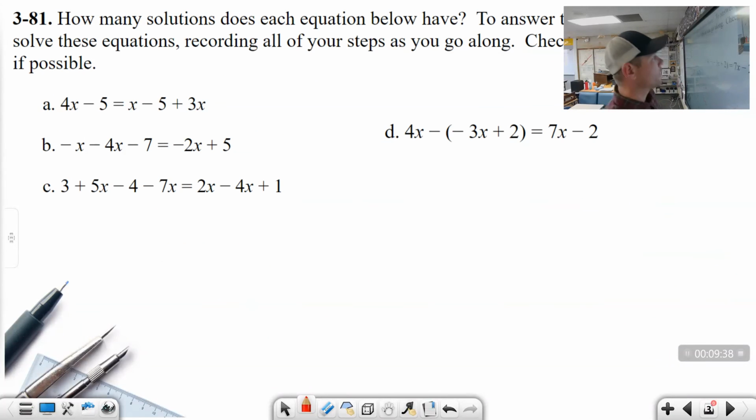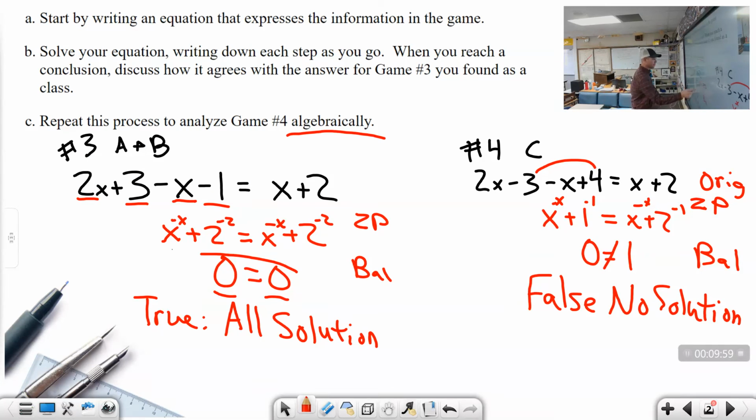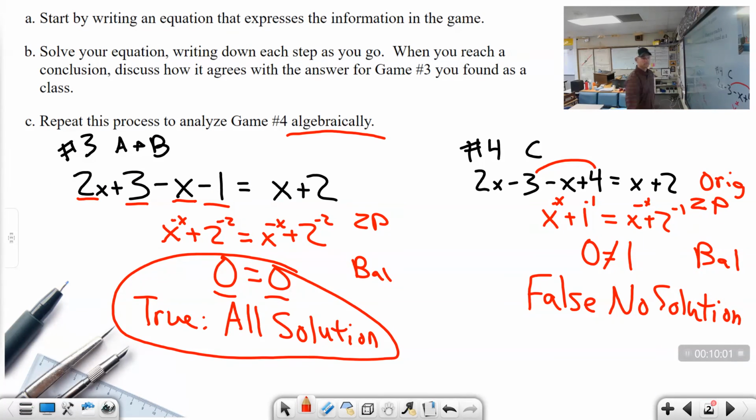So here are the expectations for today. In your notebook, you have 4 charts, and you have 4 problems. I am expecting you to go through these 4 problems, and I want you to find the solution. X equals a number. If, however, you end up in a situation like this, then you need to write that it's true. 0 equals 0. That means all solutions work.